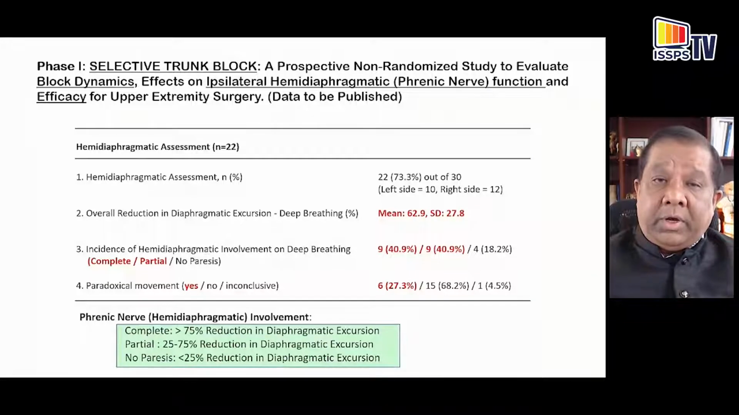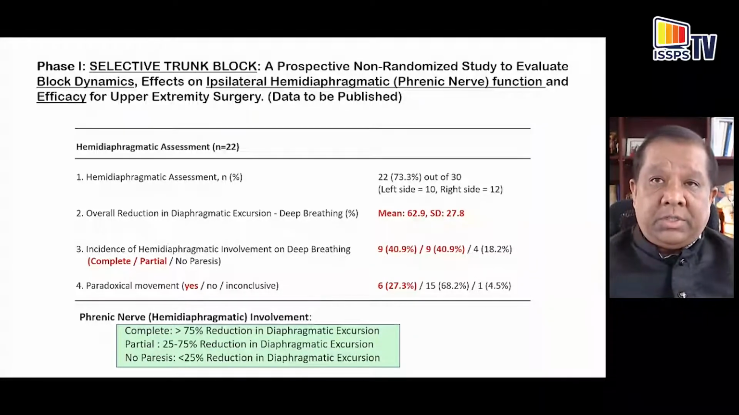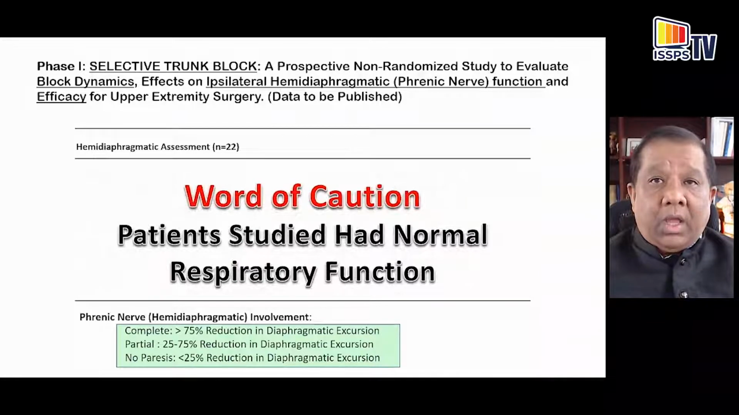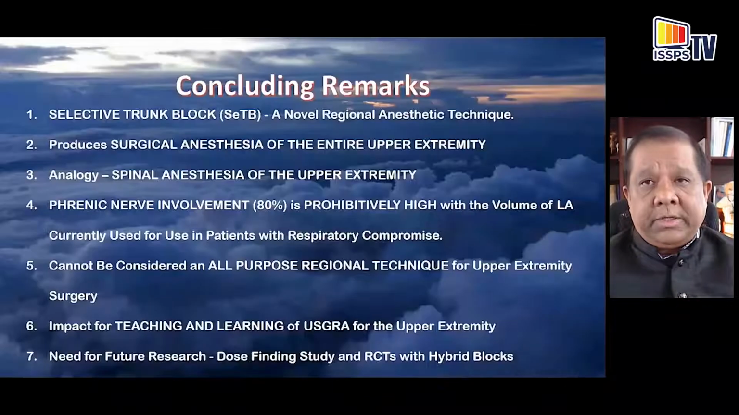We found that complete and partial hemidiaphragmatic involvement was detected in 80% of our patients with the dose that we used. Overall reduction in diaphragmatic excursion was about 62%, and paradoxical movement was detected in as high as about 30% of these individuals. A word of caution is that our patient studies had normal respiratory function, so given its very high diaphragmatic involvement, this would be a prohibitively high rate to be used in patients with respiratory disability.